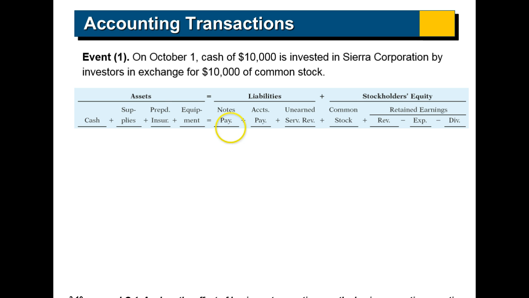Okay, so on October 1st, cash of $10,000 is invested in Sierra Corporation by investors in exchange for $10,000 of common stock. What do you think is going to happen to cash? Cash is going to increase. And what happens to our equity account? Our common stock increases, doesn't it? Do you see how on both ends we have an increase in assets, we have an increase in common stock? Does that make sense?